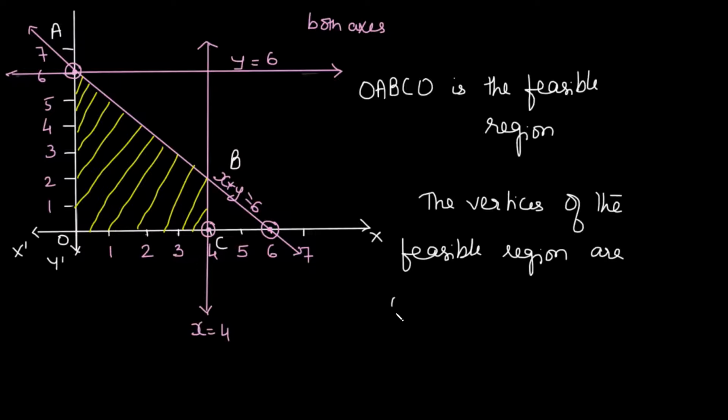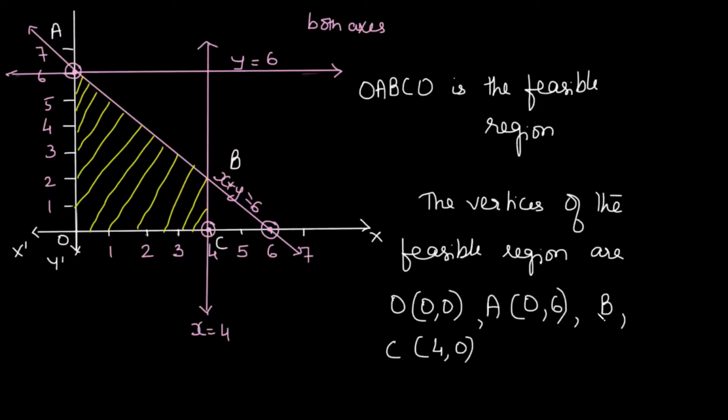In this case, O has the coordinates (0, 0). Pay attention over here, A is lying on the y-axis, and so A has the coordinates (0, 6). Remember, the x coordinate is always written first, so (0, 6). B is something which we don't know; B we have to find out. C has the coordinates (4, 0). C is lying on the x-axis as you can see. So C has the coordinates (4, 0).